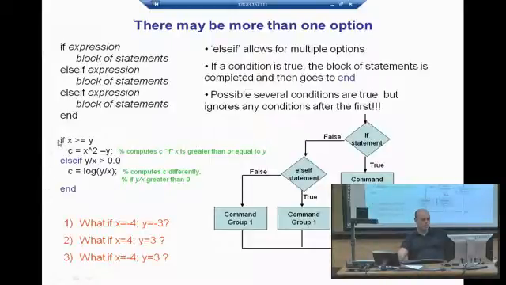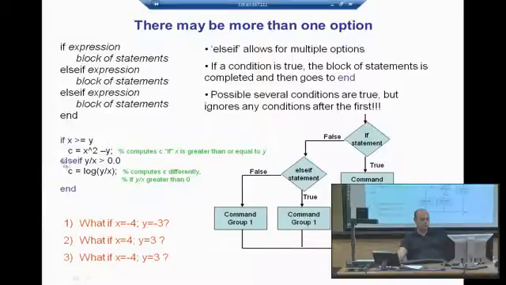Okay? Here's a code how we set this up. We say if x is greater than or equal to y, c is equal to x squared minus y. Else if y divided by x is greater than 0, c is equal to log of y over x, and then you end it.